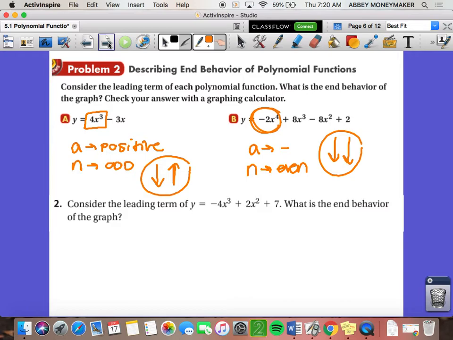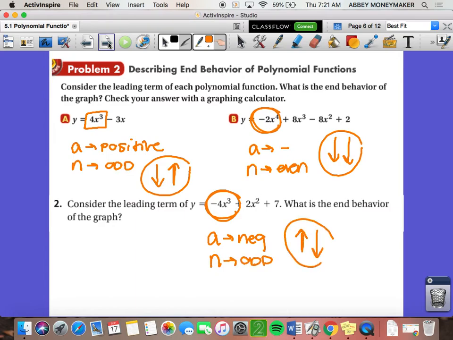Pause the video, see if you can answer this last one on your own. If you need some help, just stay with us. Here we go. Negative 4x cubed, because I know I'm in standard form already. My a value is negative, and my exponent is odd. So if I'm negative and odd, that means I am up and then down. Again, you can check your answer with a calculator, but no calculator is required here. So this would show up on the non-calc portion of the test.